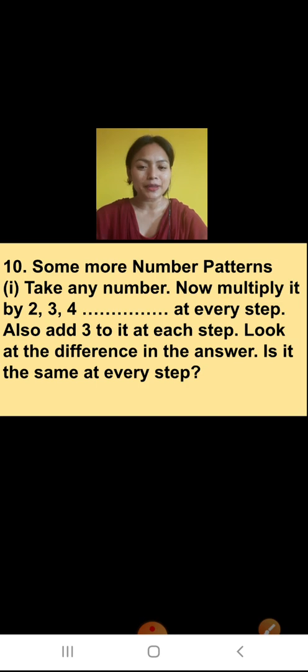Now, multiply it by 2, 3, 4, 5, 6 and so on at every step. Also, add 3 to it at each step. Look at the differences in the answers. Is it the same in every step? Now you have to do this one.